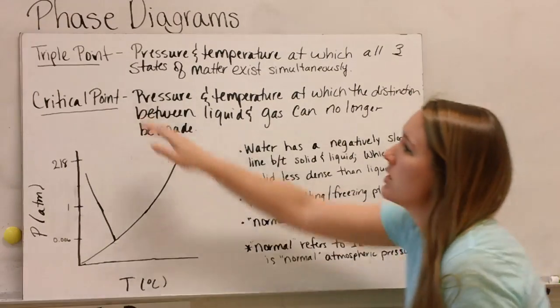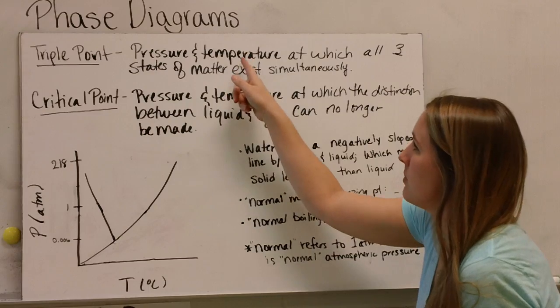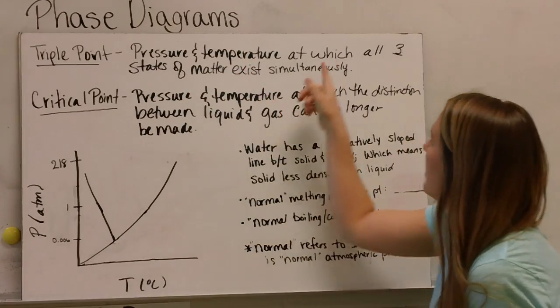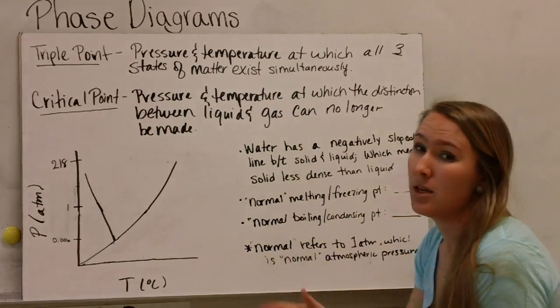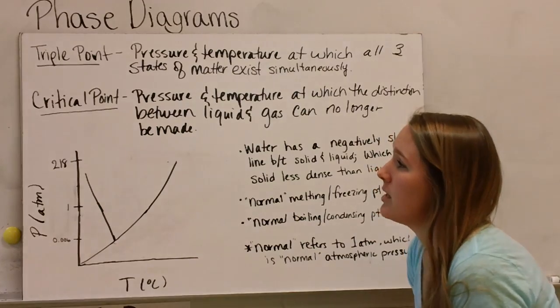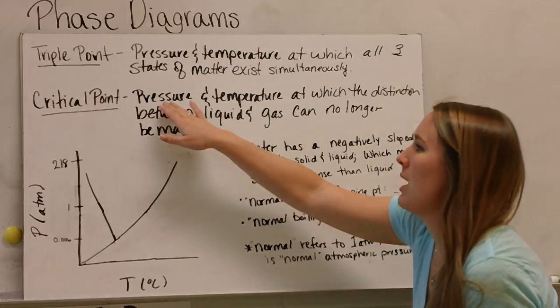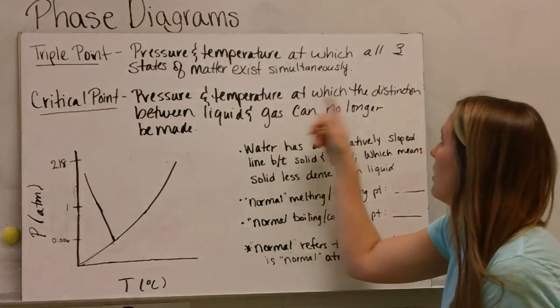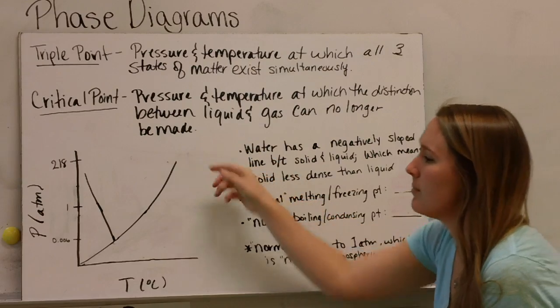The first of which is the triple point. The triple point is where pressure and temperature give us a point at which all three states of matter exist simultaneously. So they coexist. So it's a solid, a liquid, and a gas. The other is the critical point, the point at which, in pressure and volume, the distinction between liquid and gas can no longer be made.